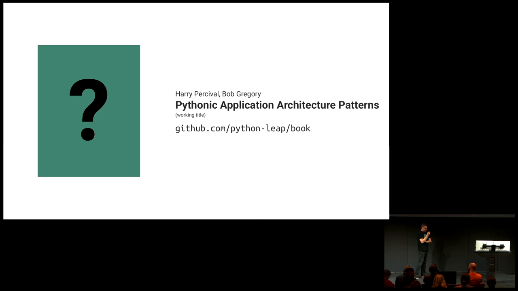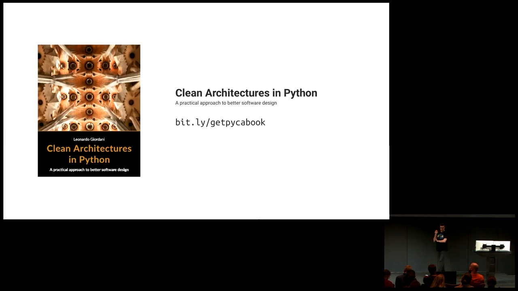Harry Percival and Bob Gregory are about to write a book with O'Reilly called, the working title is Pythonic Application Architecture Patterns. The definite title will be different. O'Reilly agreed to publish it with an open source license, so you can find it on GitHub. You can already read it. You can send pull requests or something if you believe you can contribute to it. And there is already a book about clean architectures in Python. I published it last Christmas. It's available for free, so you are kindly invited to go and download it and read it.